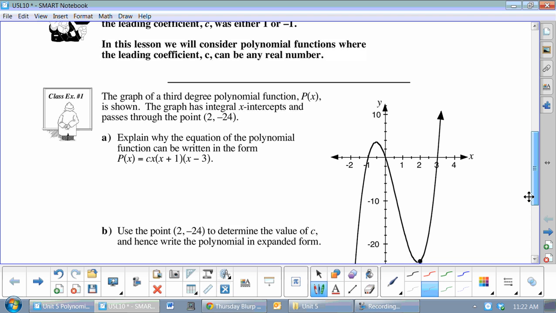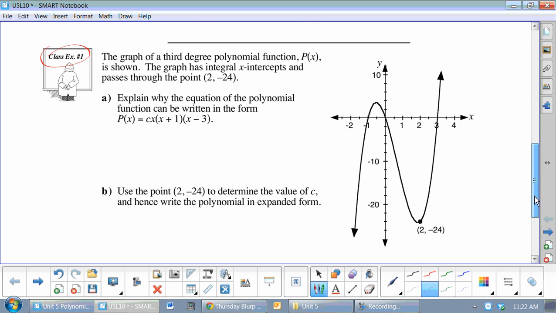Okay? So example 1, here is your graph. Now, this is not the original graph. The original graph may have looked maybe something more like this. Okay? Maybe that was the original graph. And what happened is it got stretched. And it got stretched by a factor of C.